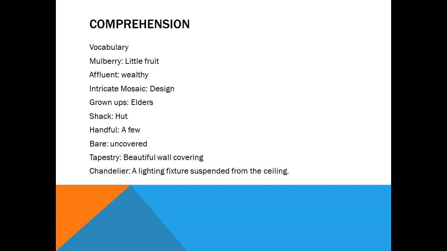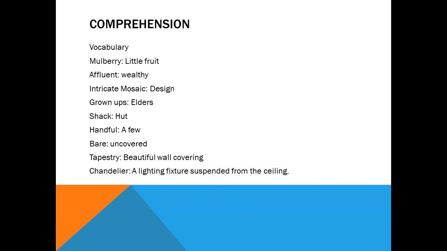The words here are mulberry, it's a little fruit. Then the second word is affluent, means wealthy person. Intricate mosaic, it is a design, a complicated design, right? And the next word we have is grown-ups. Grown-ups mean elder people, mature people. And the next word is shack. Shack means a little house, a hut, a little house made up of mud.